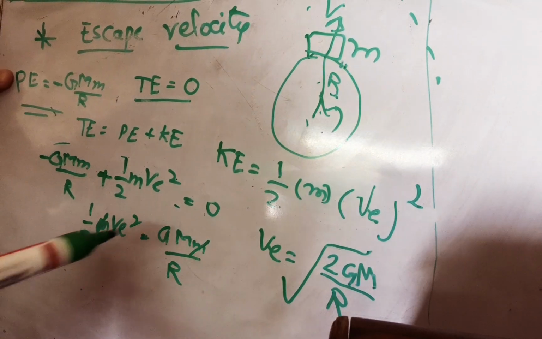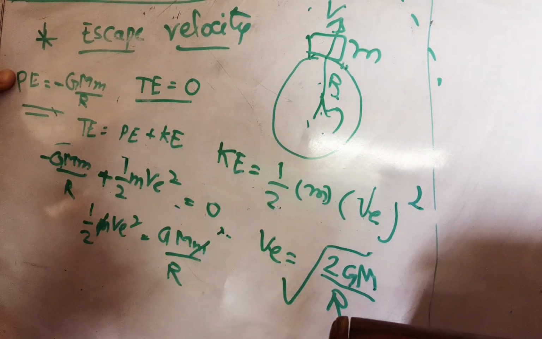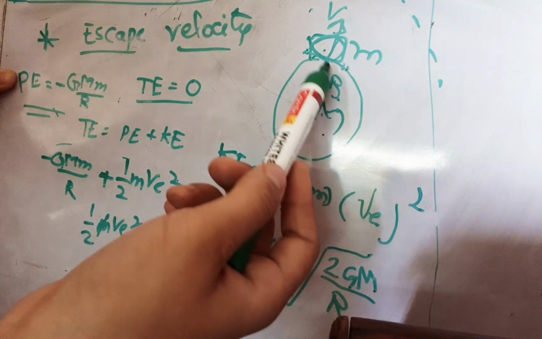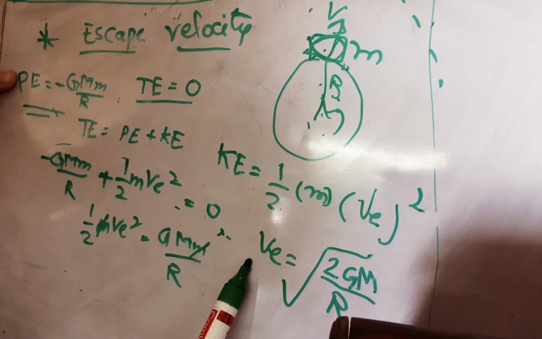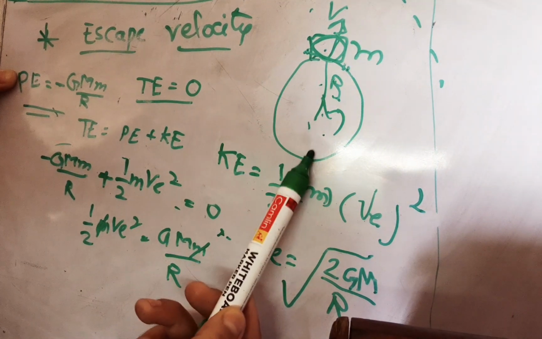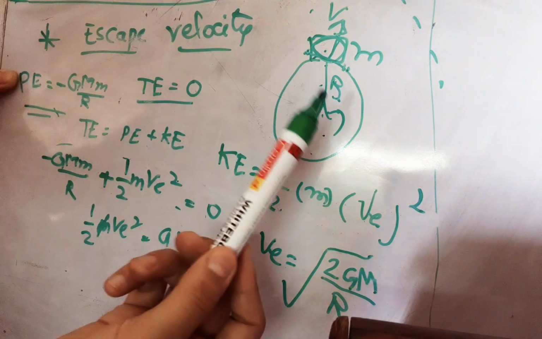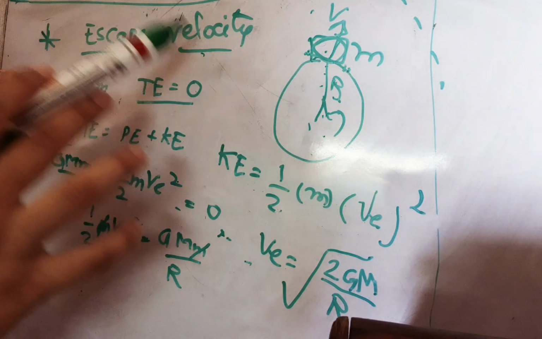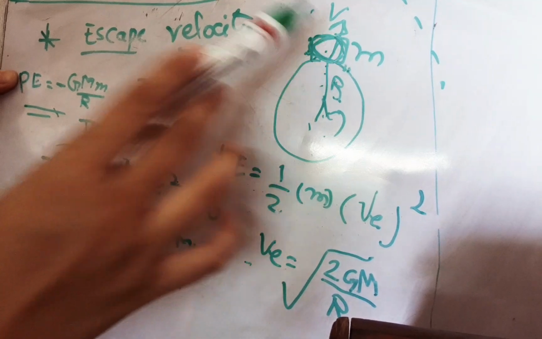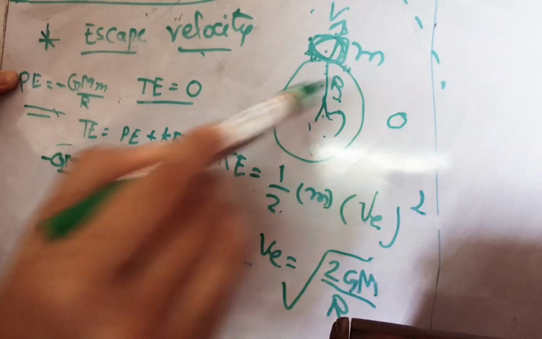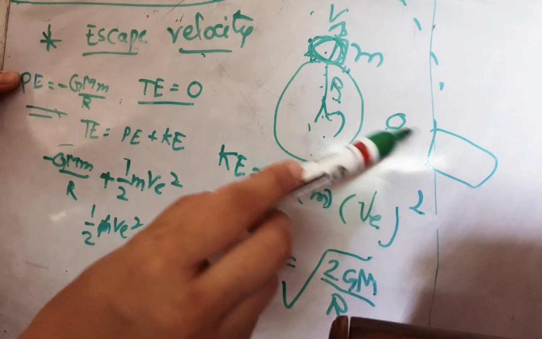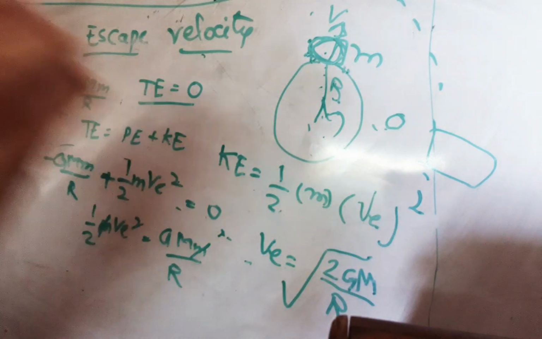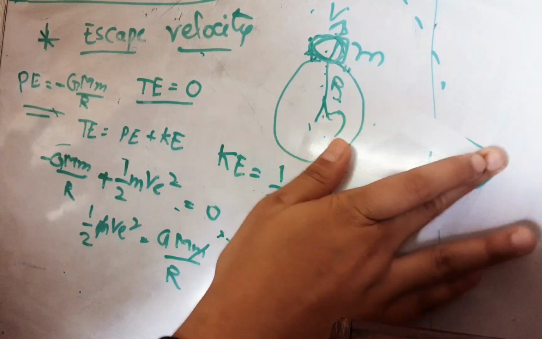You can see that the escape velocity here is independent of your body. Whatever the body or its mass, it is independent. Escape velocity depends only on the mass of the planet and the distance from the center of the planet, but it does not depend on that body's mass. So whether you take a small ball or a big satellite, the escape velocity will be the same as long as they are projected from the same planet and the same distance.